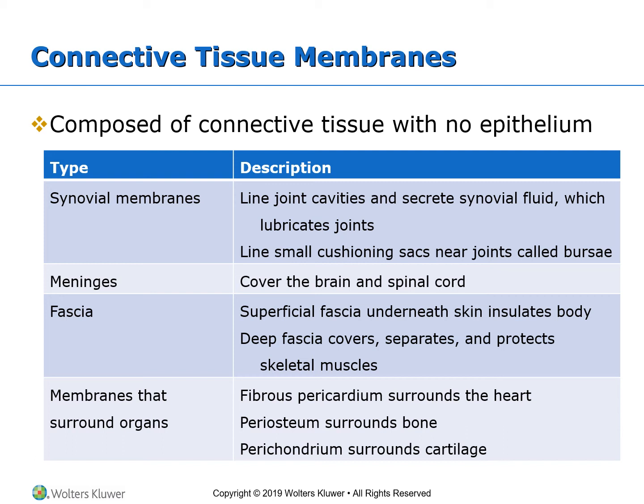And we'll have other connective tissue membranes that will surround organs. We have the fibrous pericardium around the heart, the periosteum that covers the bones, and perichondrium that will surround the cartilages in our body.